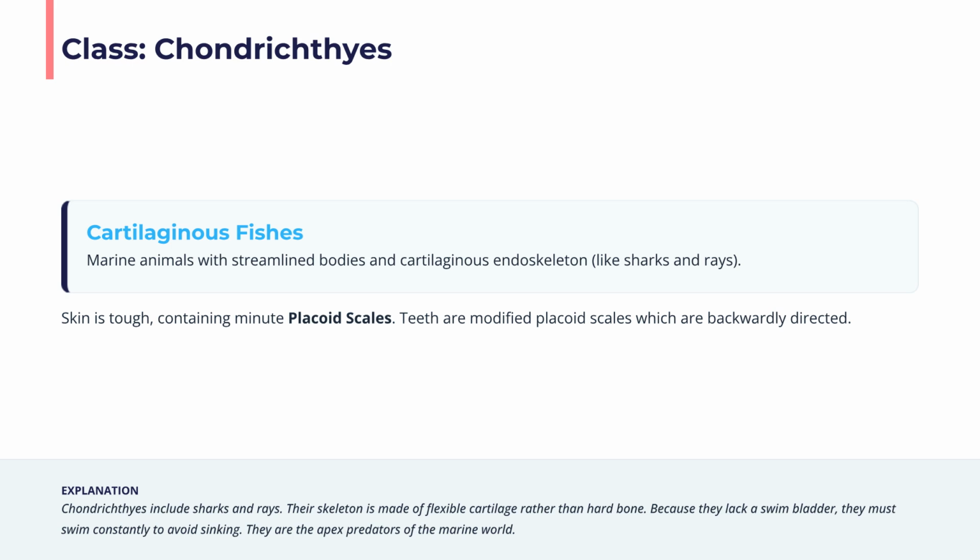Chondrichthyes, including sharks and rays, are cartilaginous fishes. Their skeletons are made of flexible cartilage. They must swim constantly as they lack a swim bladder.